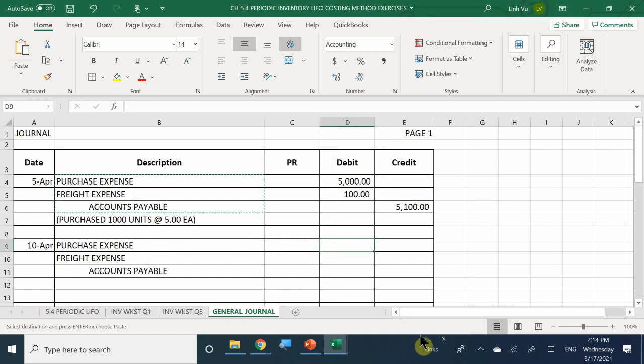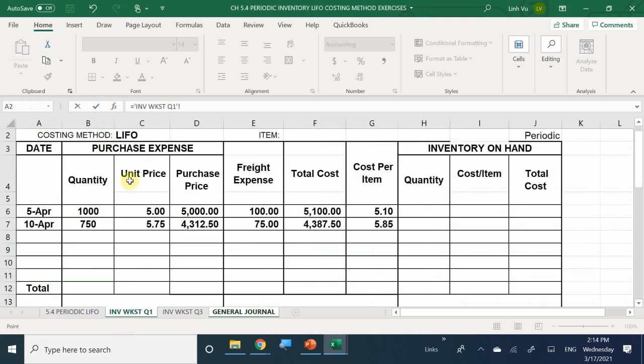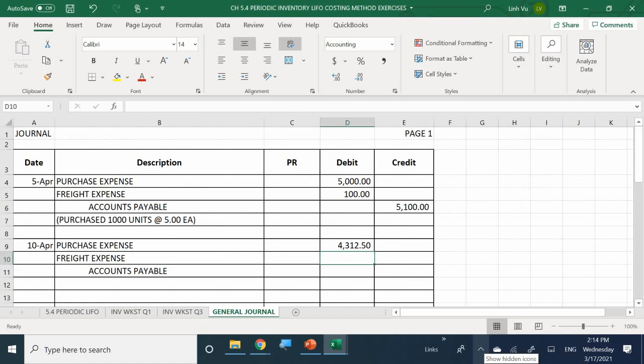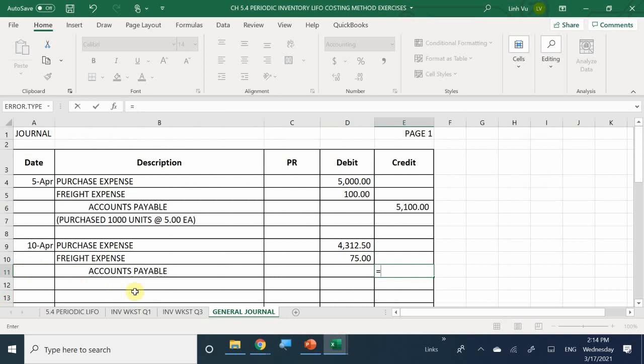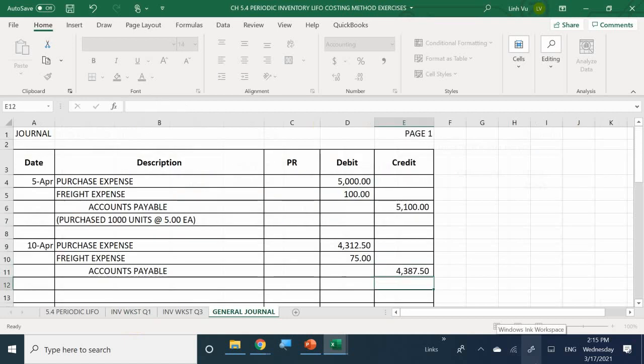All right, let me go back to the inventory worksheet. Total purchase price was $4,312.50. Good. And the freight was $75. So then what is my total cost? The $4,387.50. Yes. So that way you could just copy and paste everything in here or self-reference them from your worksheet, however you want to do it. Okay. So there you go. So that is one way that you can avoid having to multiply or calculate twice.